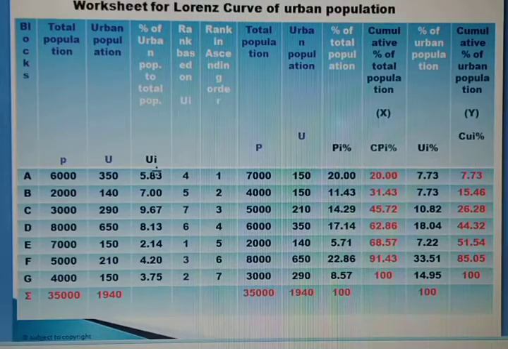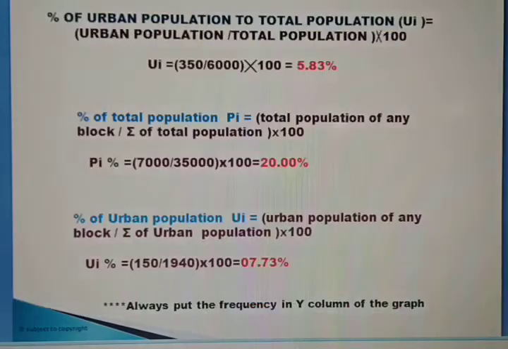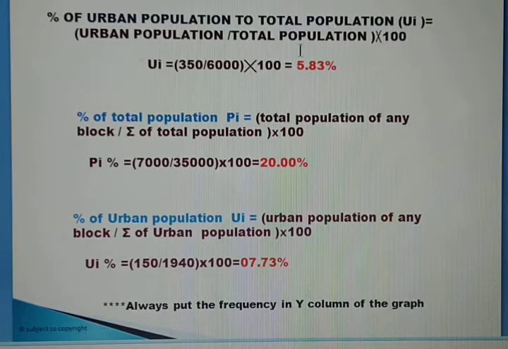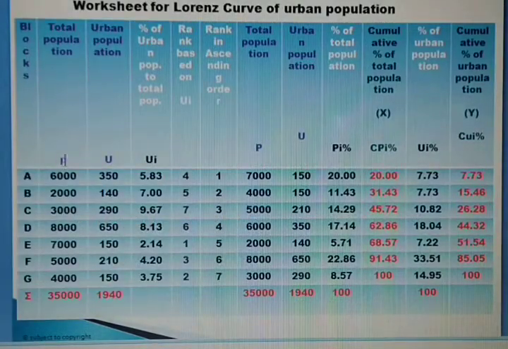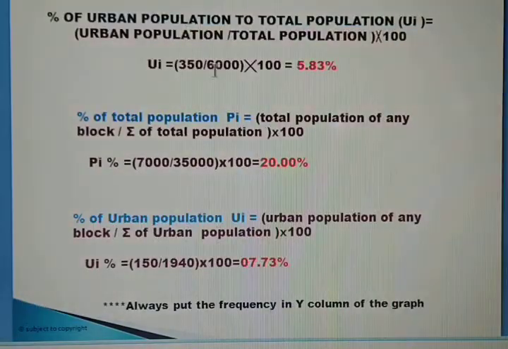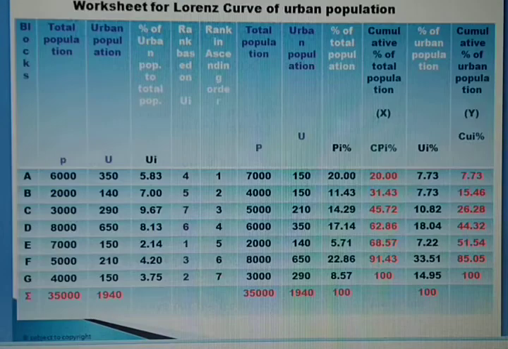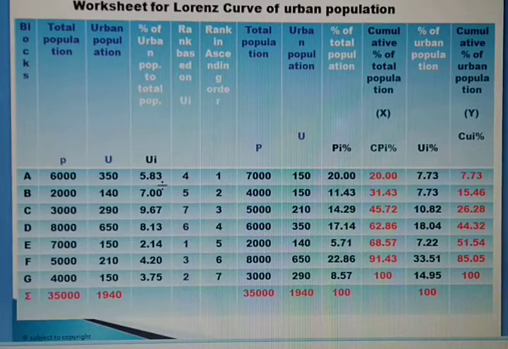If you find it in this way, the distribution or variable line never crosses the line of equality. So how to find the percentage of urban population to total population? I have shown it here: ui equals urban population divided by total population. For the first block, A, the total population is 6,000 and the urban population is 350. So 350 divided by 6,000 times 100, and the percentage is 5.83.